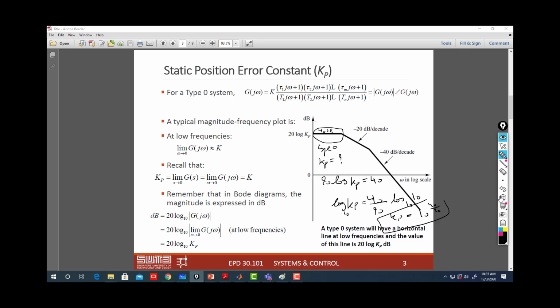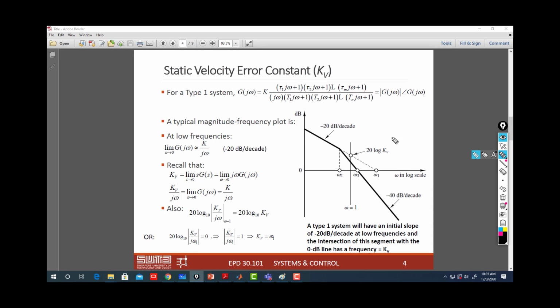Okay, is it clear how to determine the system type and the Kp for this particular diagram? If I give you a Bode plot, it starts by a horizontal line. Yes, so now, if your Bode plot starts by a line like this with a slope of minus 20 decibel per decade, then you tell me directly it's a system of type 1.